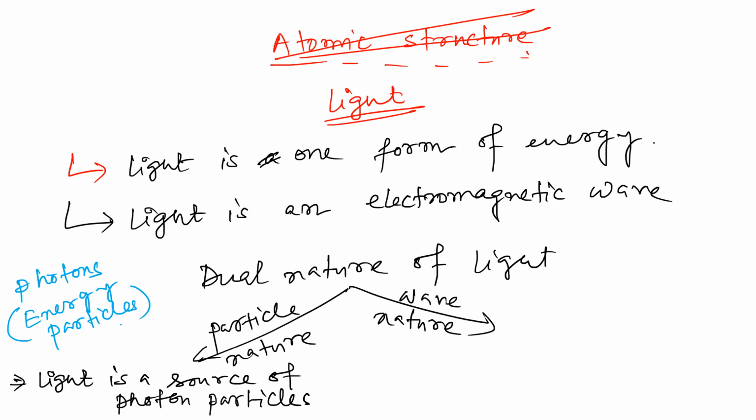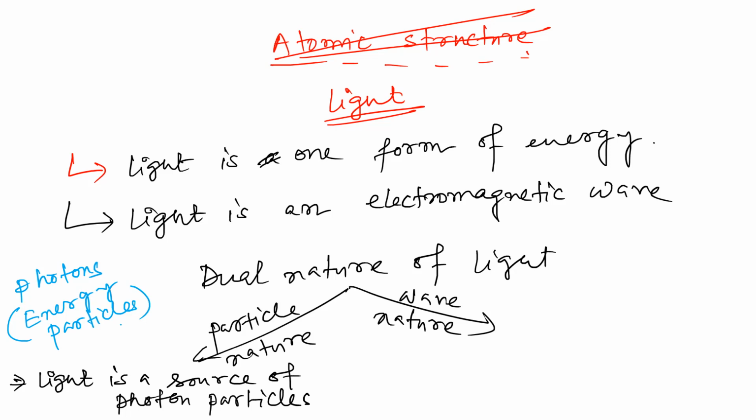Now, dual nature of light means light has two kinds of nature. One is the particle nature, another is the wave nature. I will tell about the wave nature as well. Just wait. Till that time, we are understanding the particle nature of light. For that, we consider that light is a source of photon particles. What is a photon? A photon is an energy particle. Whenever the photons fall on the photovoltaic plate, they generate electricity.